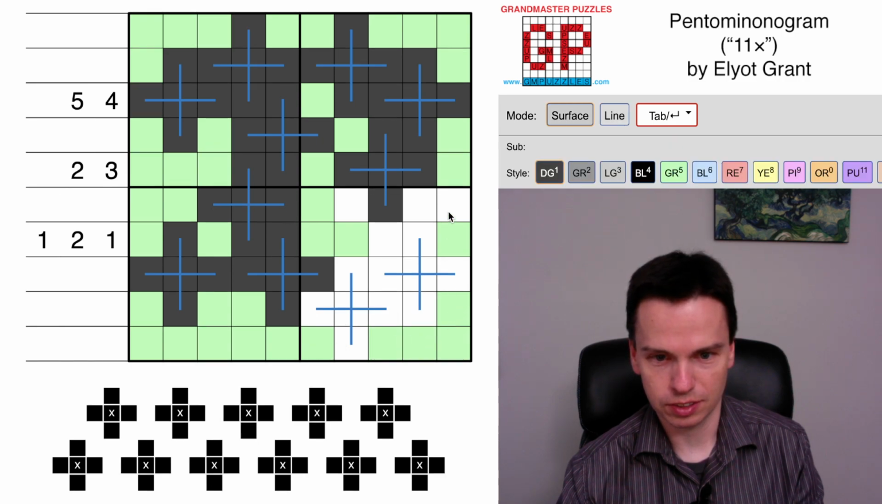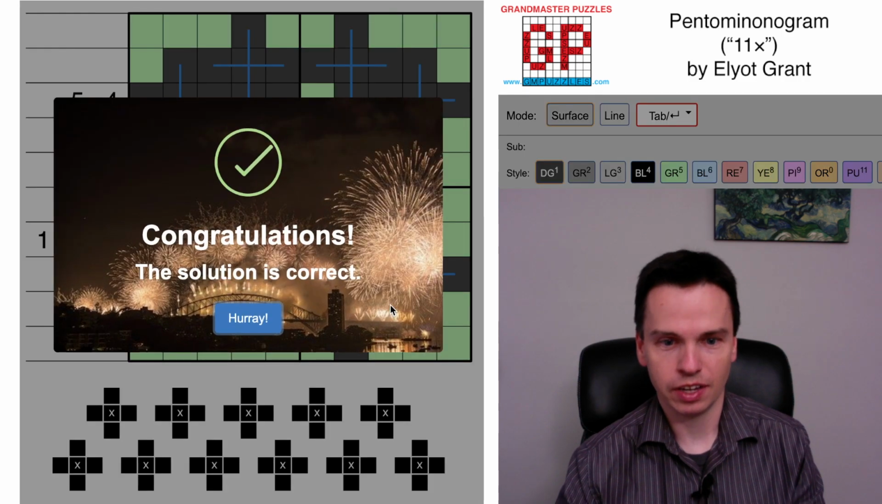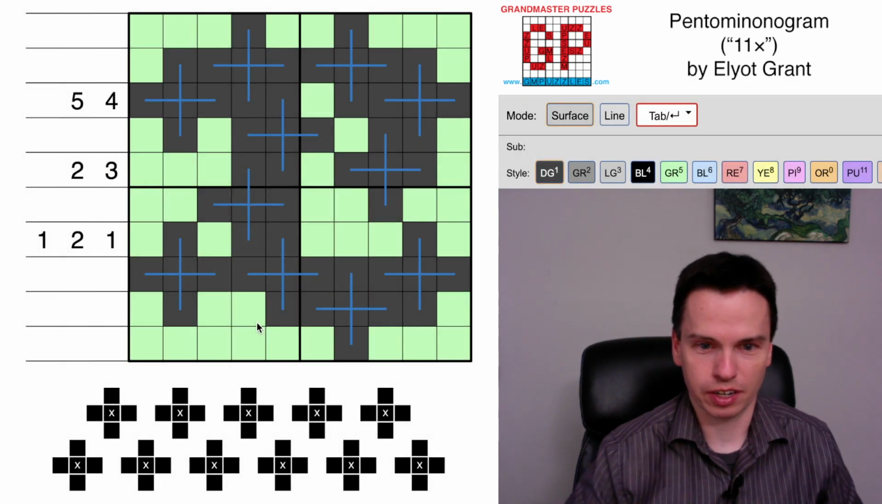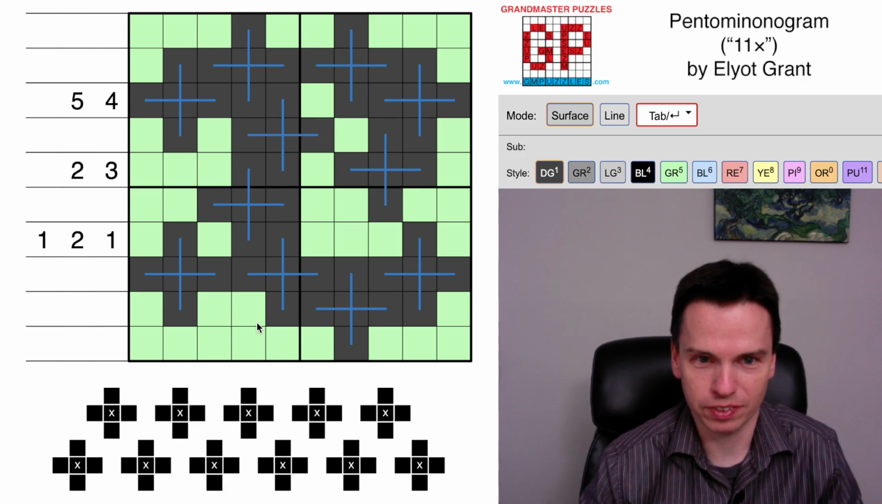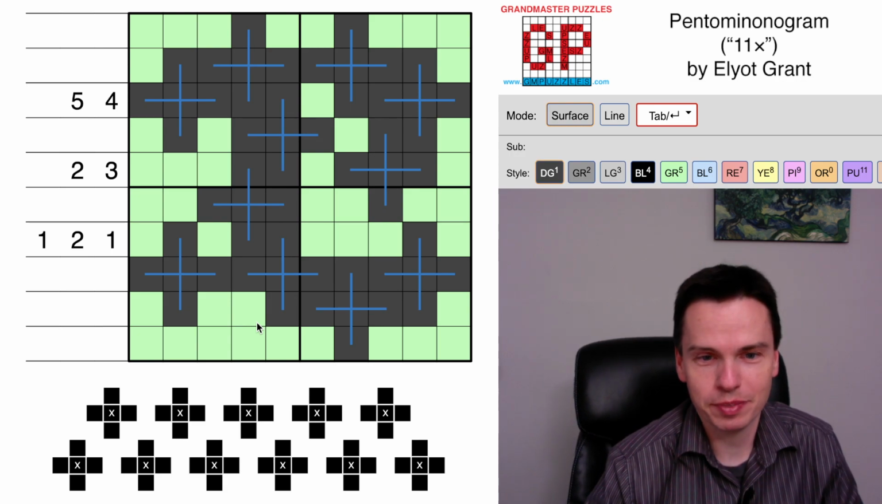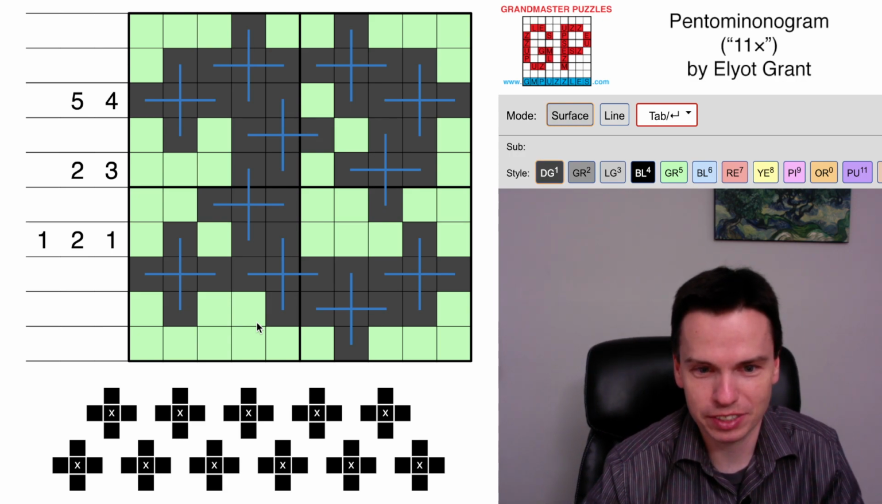So the shape placement is the last constraint we need to use, but we've now fulfilled the nonograms and the shape packing, and we've got to the one answer to this clever puzzle. So this Pentominonogram is a fun combination, and if you didn't solve the earlier one, please search out for it. But thanks, Elyot, for the puzzle.